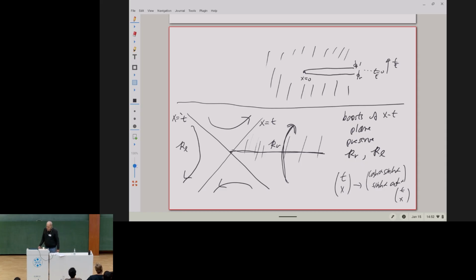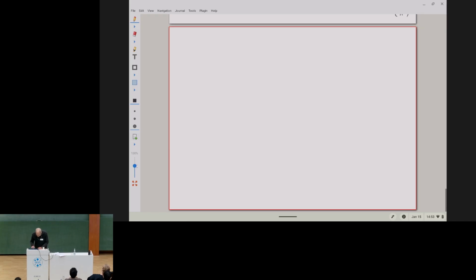So if you're living in the right Rindler wedge, you have a future horizon. You can't see past the line x equals t, as long as you stay in the right Rindler wedge. And you also have a past horizon. You can't influence anything past the line x equals minus t. Yeah, I should have better explained that.